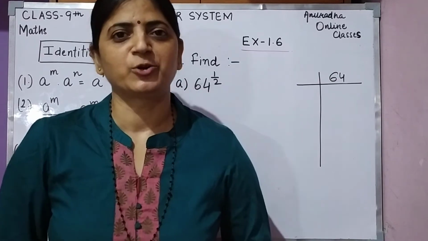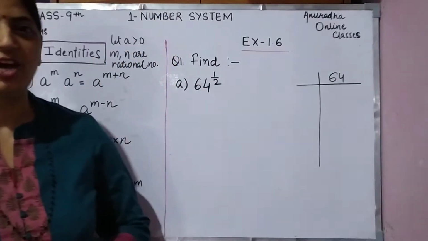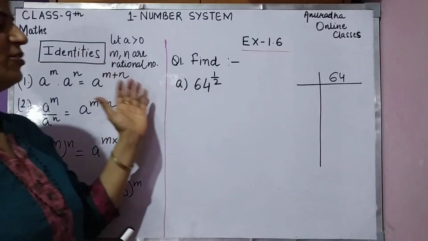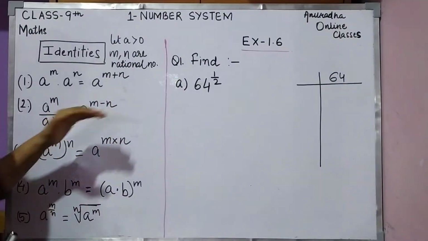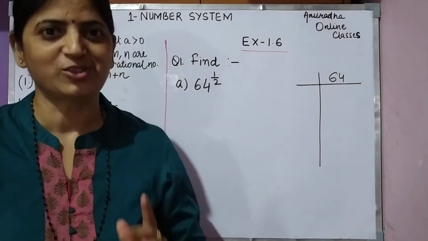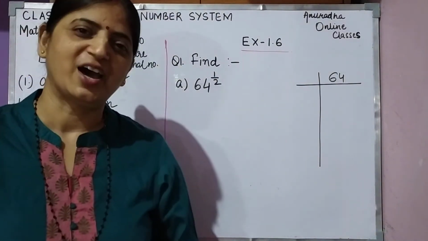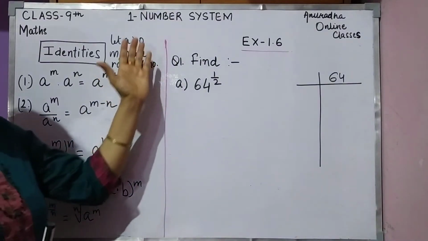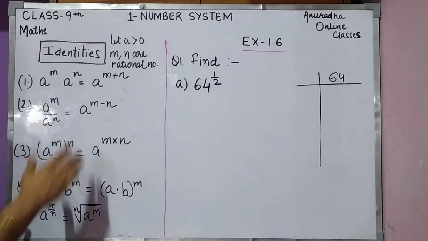Today I am going to take class 9th and the chapter we are doing is number system. So in this chapter today I'll tell you about the identities, okay? Identities that you have read in class 8th and 7th also. Here also we have to use some identities, so I just make you revise it, okay?